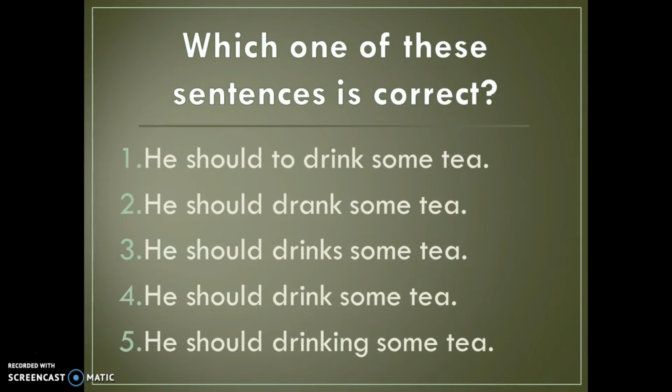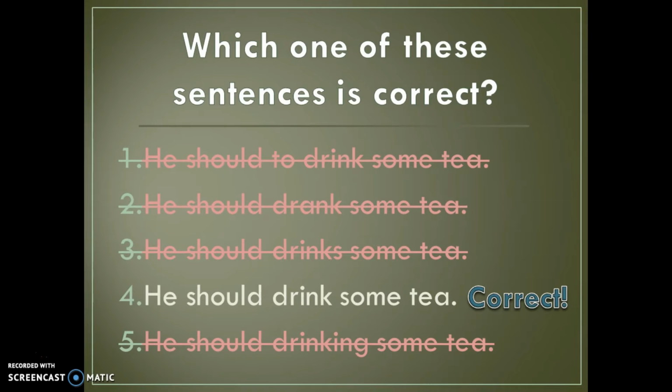Now that we've had a brief overview of modals, and you've learned one of the rules, which is that they always need to have a base form of a verb after them, I've got a little test for you. Take a look at these 5 sentences and decide which one of these is correct. Number 1, he should to drink some tea. Number 2, he should drank some tea. Number 3, he should drinks some tea. Number 4, he should drink some tea. Number 5, he should drinking some tea.